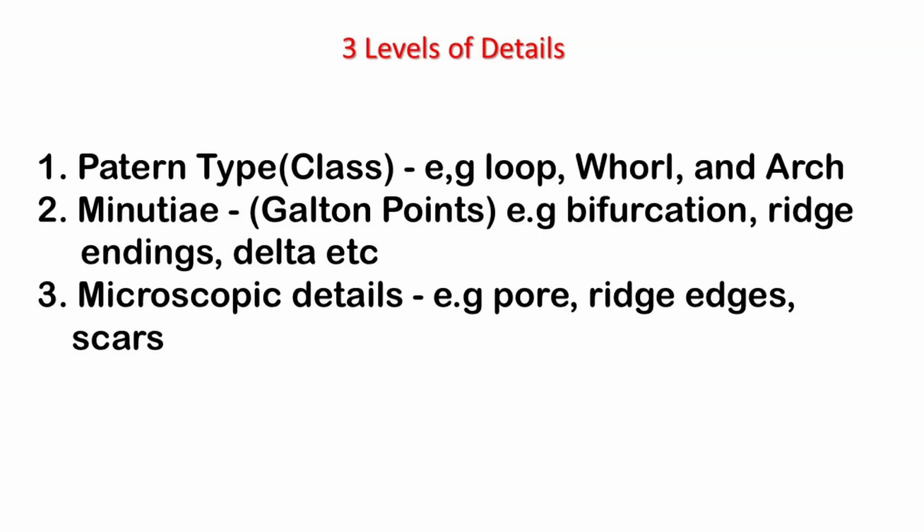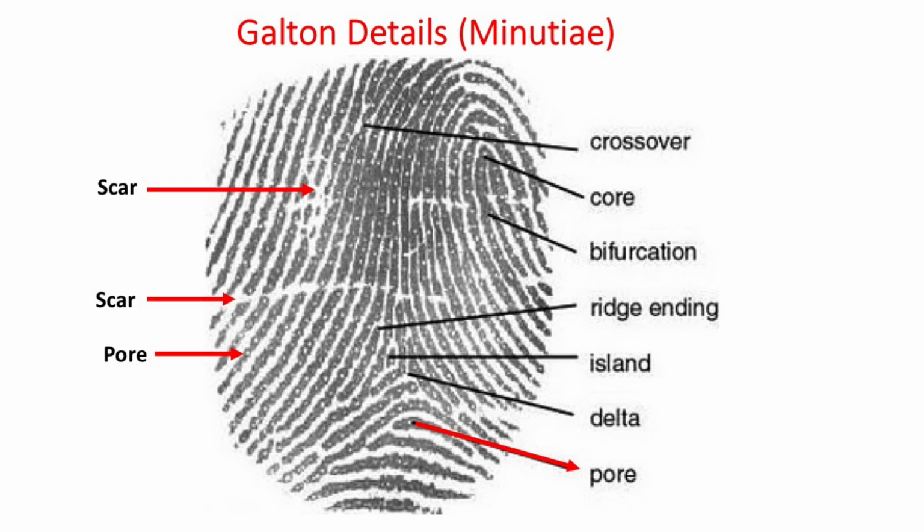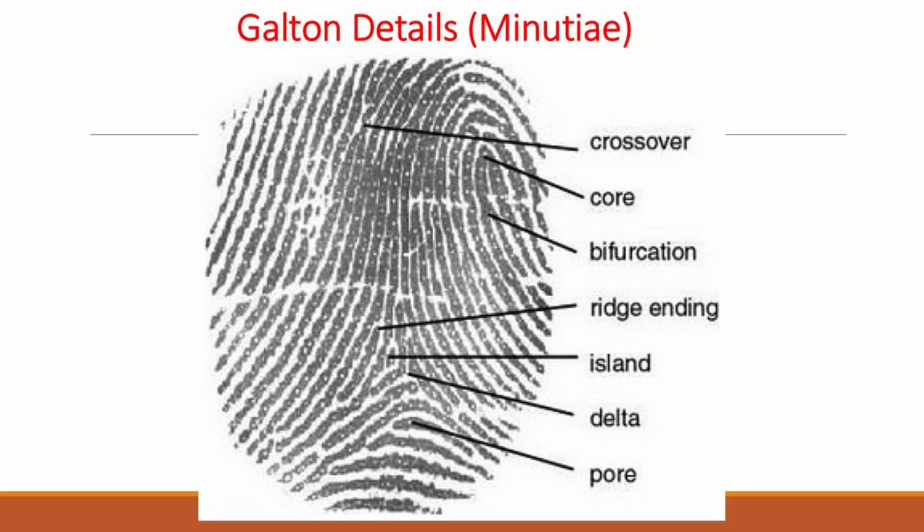First level, I said, is the pattern type. Second level is the minutiae. And the third one is the microscopic details. Now, look at the screen. I said minutiae are those points, those features on the fingerprint that you can use to differentiate an individual from the rest. And those features are many. Now, let's take them one by one.